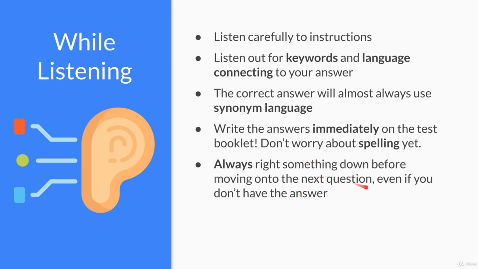And you should be doing this even if you don't have the answer. If you're not sure about what the correct answer is, just write something down, whatever you think is the answer, but write something down before moving on. Because you don't get any points marked off for guessing. So even if your answer is wrong, it's still best to guess, because maybe you'll end up getting it correct and you'll get that extra point. So never leave an answer blank. You should always guess if you don't know the answer.